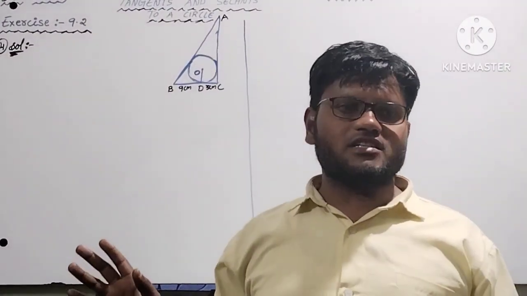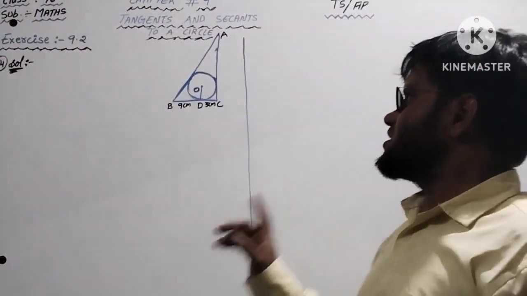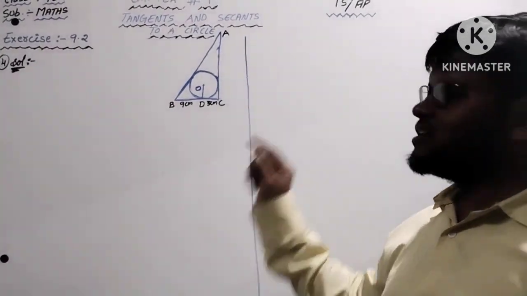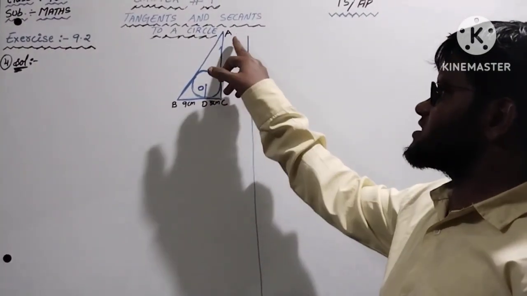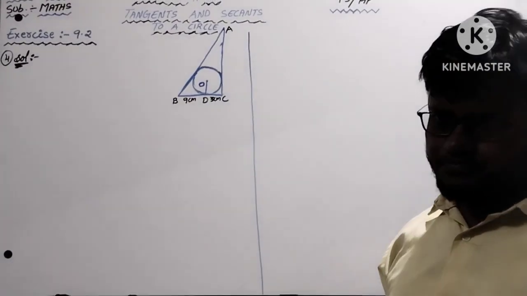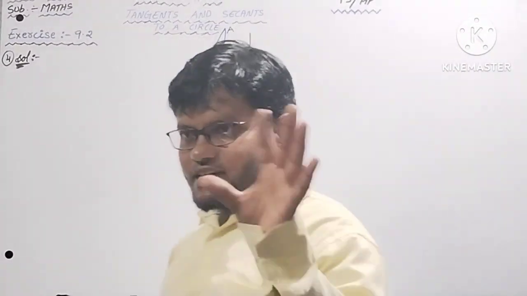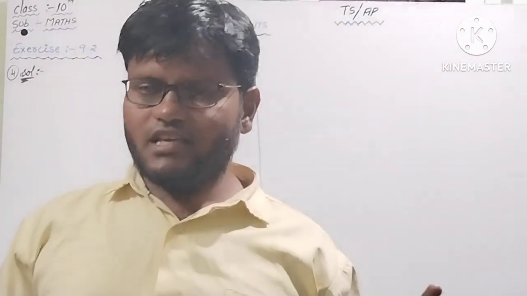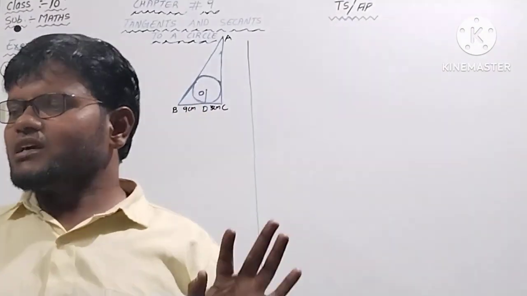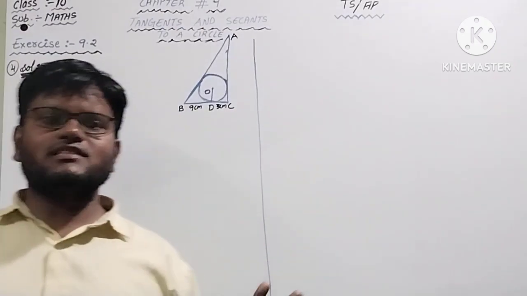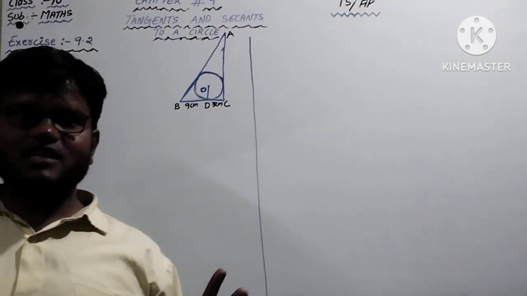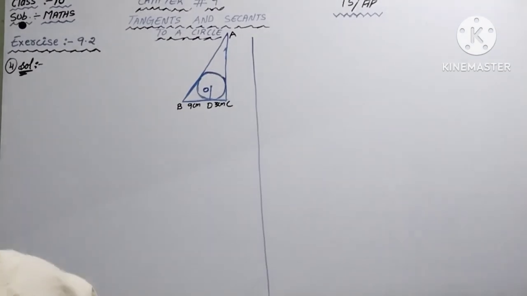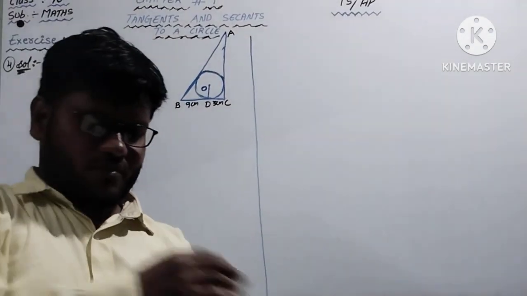Two more sides I didn't have. What are those two sides? AC and AB. Now I have to find these two sides, AC and AB. In tangents and secants, there is a theorem, 9.2. What is that theorem? Tangents drawn from an exterior point to a circle are equal. According to theorem 9.2.